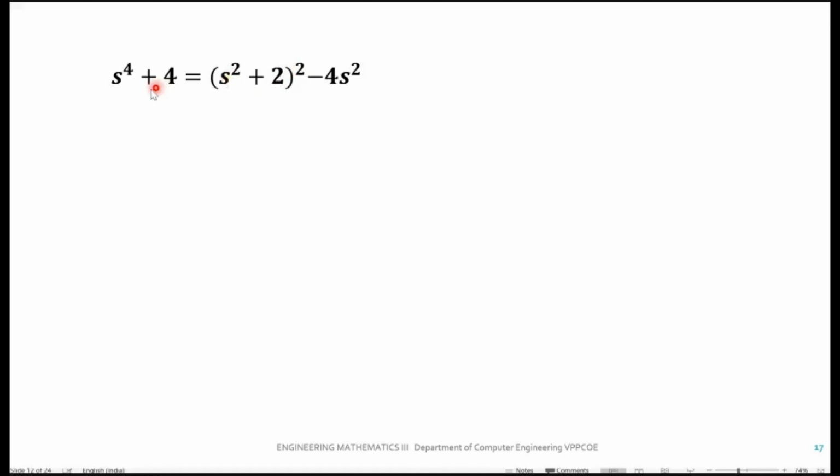We are having only s raised to 4 plus 4 on the left hand side. Now when I expand this whole square term, I will get plus 4s square inside the bracket. So I have to subtract 4s square. Or in short, what I am doing is adding and subtracting 4s square in the left hand side. So first I wrote it as a square, and then I see what is the term which is to be subtracted.